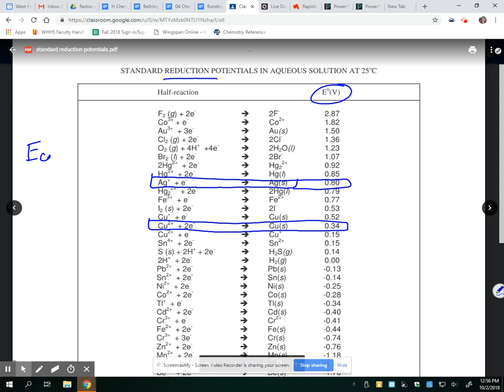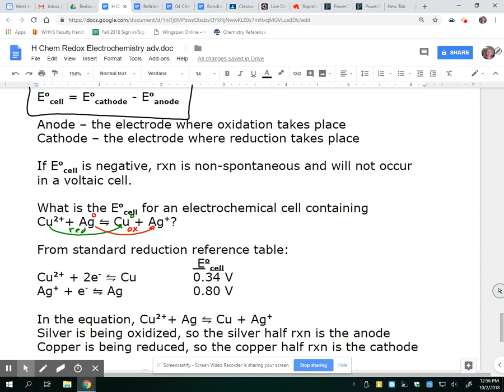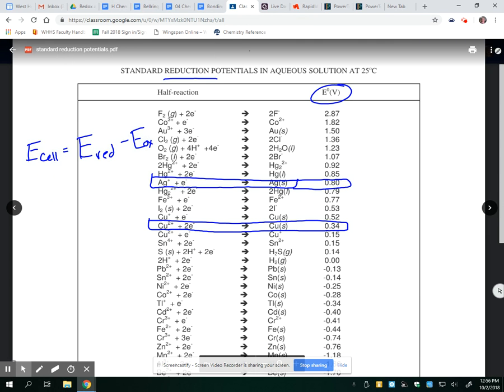So if we're finding our cell potential, it is equal to our reduction minus our oxidation. So previously we looked at our electrochemical cell, and we had copper being reduced and silver being oxidized. So we're going to go back to our reduction potentials, and copper was being reduced and silver was being oxidized in the reaction we had written.